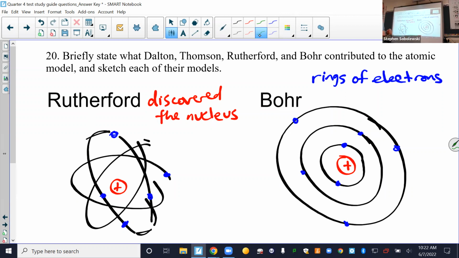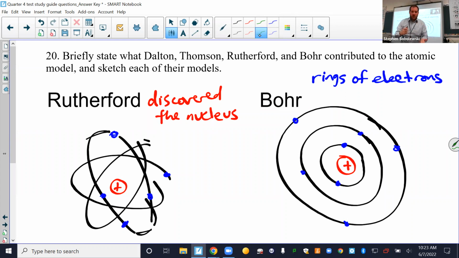I didn't touch on the other scientists, but you should have a very basic understanding of them too. Schrodinger was one of the main contributors to the quantum mechanical model. Think of that as the three-dimensional model, the one where instead of rings like this, it's more like three-dimensional lobes. And when you were looking up for your project, you may have seen these weird bow tie looking shapes. That was Schrodinger's quantum mechanical model.